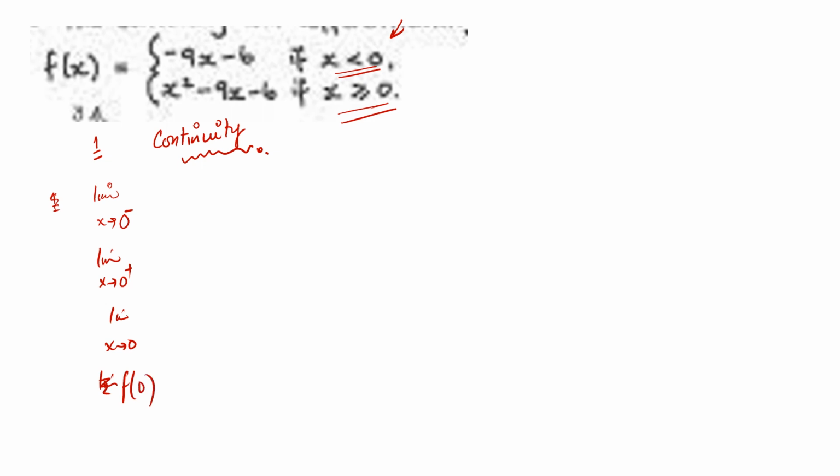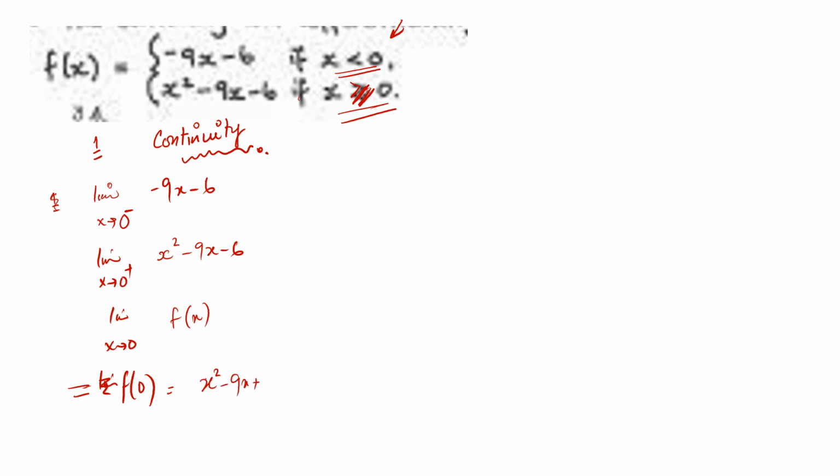We have to understand that 0 from the left side means when x is less than 0, so we will choose the equation minus 9x minus 6. 0 from the right side means x is greater than 0, so my second equation is x square minus 9x minus 6. For 0 from both sides, we write the function because the answer is based on the right and left side limits. For f of 0, we have the equal sign in the second equation, so I will choose my second equation.